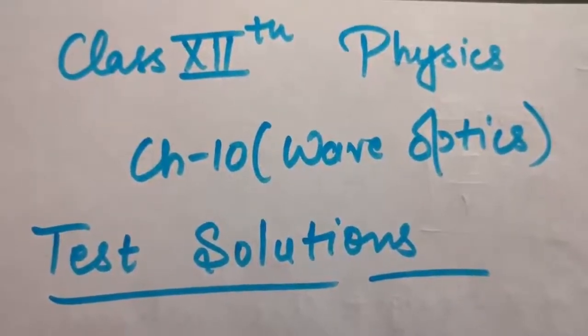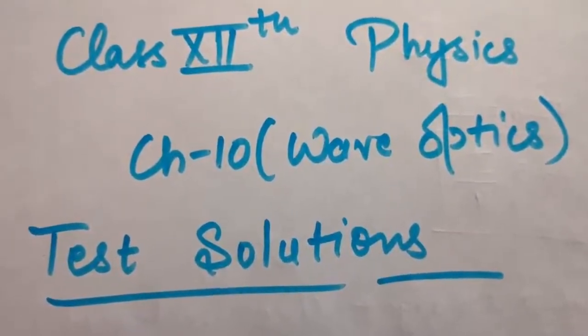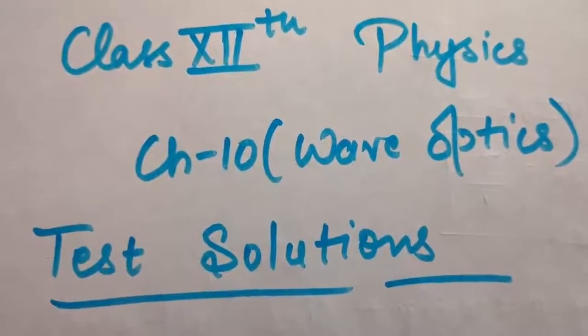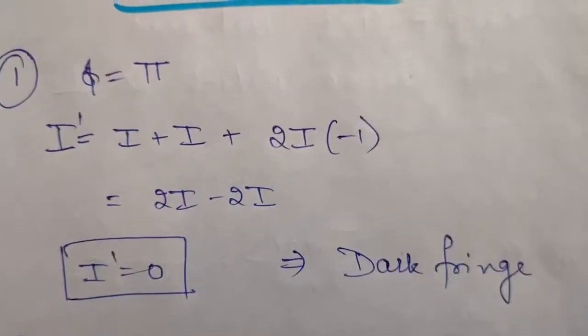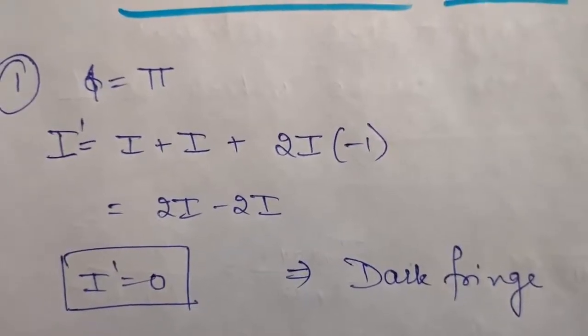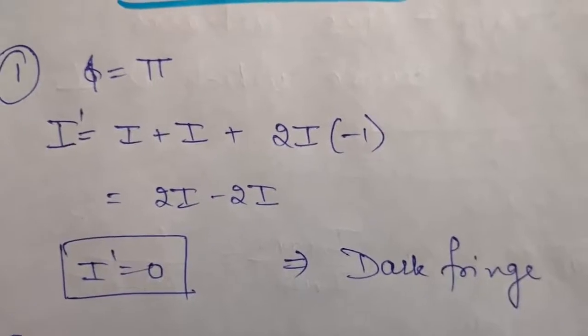So, this is your subject physics, chapter number 10, that is wave optics, and in this lecture, I'll be discussing the test solutions of the test that you gave yesterday. Okay. So, the first question asks, in Young's double slit experiment, if the phase difference is of pi, will there be a dark fringe or a bright fringe?